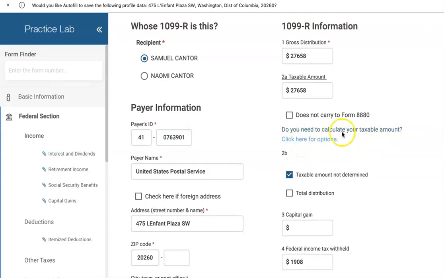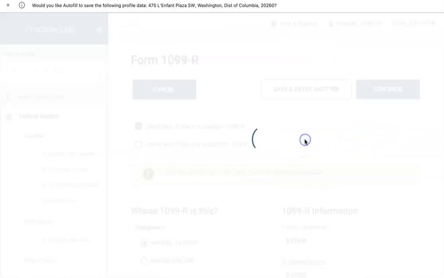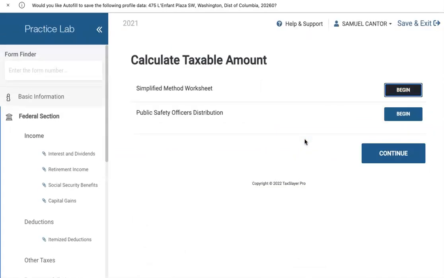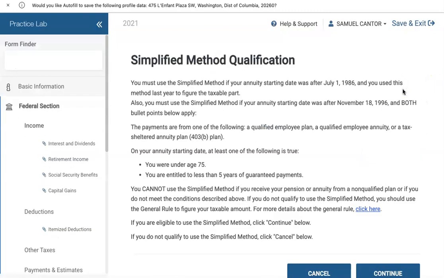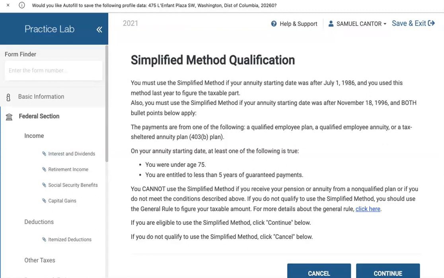So we have an option here. Click for options. Do you need to calculate your taxable amount? You click on that. And there's something called the Simplified Method worksheet. That's what you use to allocate, to distribute the taxpayer's contributions to the pension plan so that the taxpayer doesn't pay tax on that again. So click on Begin. And I note here that there actually are 2 different worksheets available. This is the first. This is built into TaxSlayer. We'll go through this first, and then we'll consider an option to that.